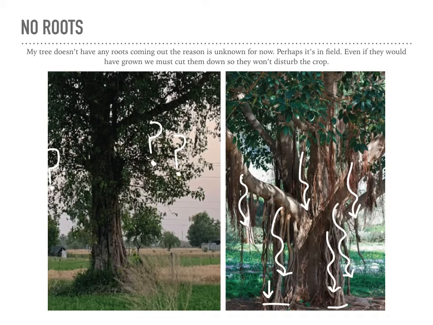Secondly, there is no root. My people tree doesn't have any roots coming out from its branches, and this is something that I don't know about, the reasons behind it. If roots had been coming out from it, they must have been cut, because the people tree is in the field, and it would have disturbed the crop growth. So it doesn't have roots for sure.